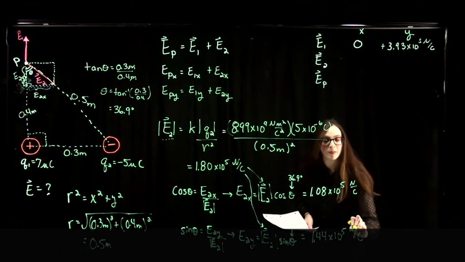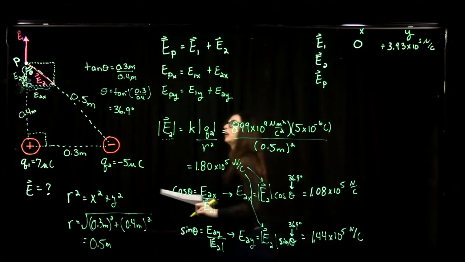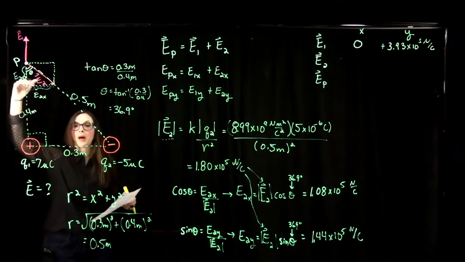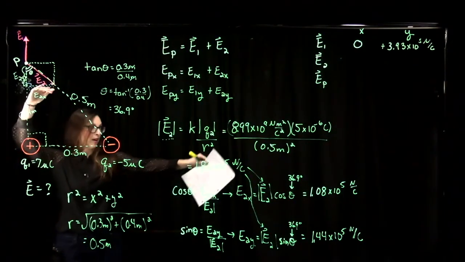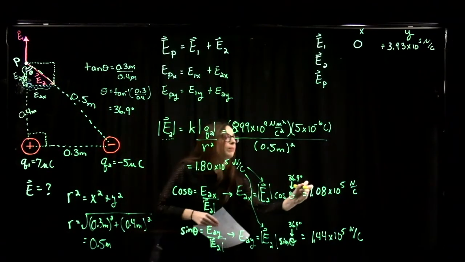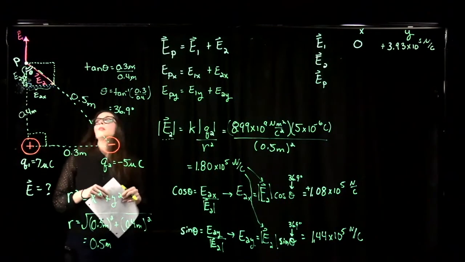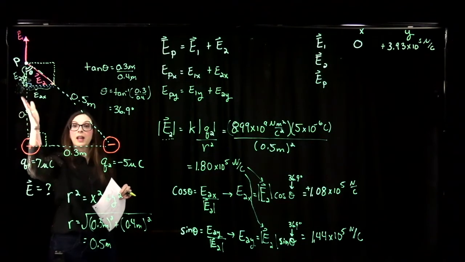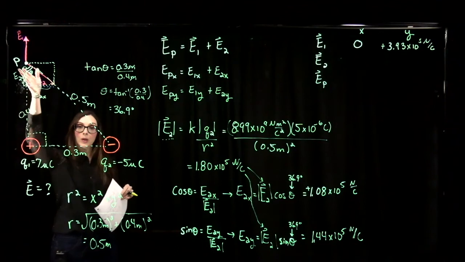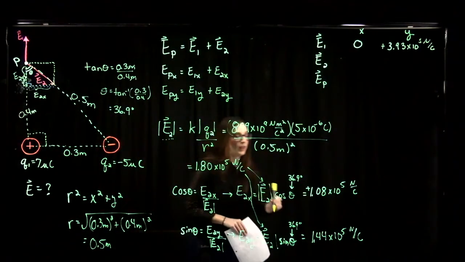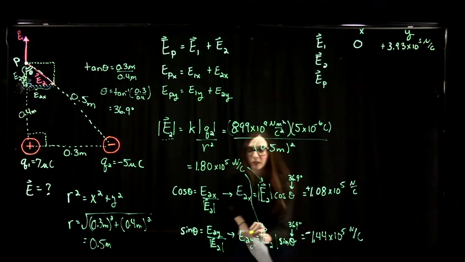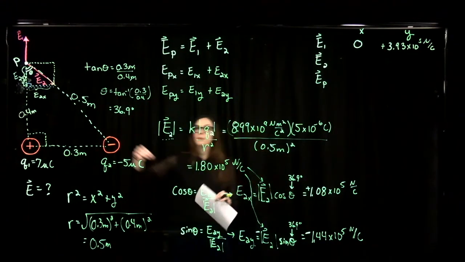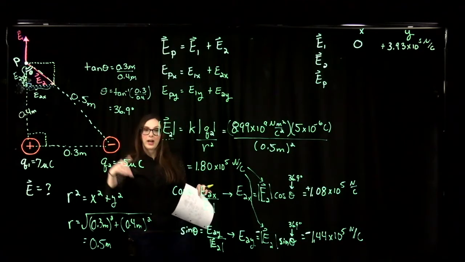But let's go back and look at our E2 vector. You see that the x component is in the positive x direction. So we could just put a positive here for E2x. But our y component of E2 is negative. It is pointing downward. So we actually need to put a minus sign in front of our component for E2y, because that part of the vector is pointing downward in the negative y direction.